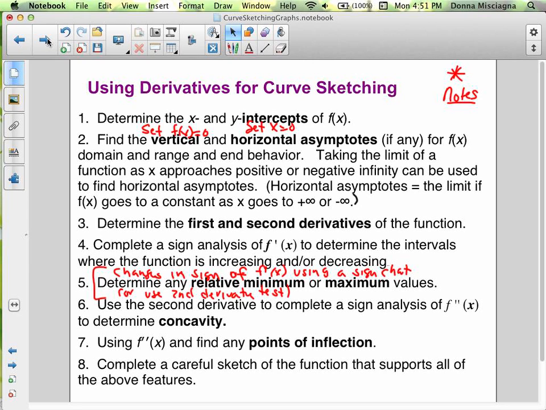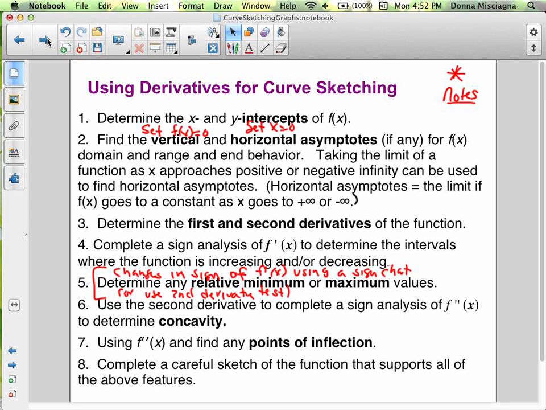Determine the first and second derivatives of the function, complete a sign analysis of the first derivative to determine the intervals where the function is increasing and/or decreasing, determine any relative minimum or maximum values. And by the way, add in anything that's written in. There's not much, but add in those little bits and pieces of information that are written down. Write those into your notes.